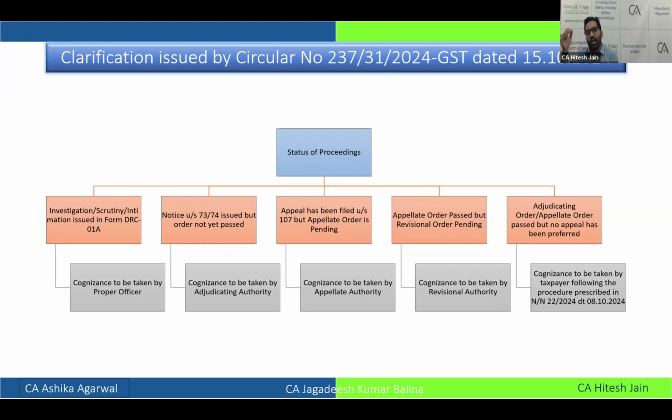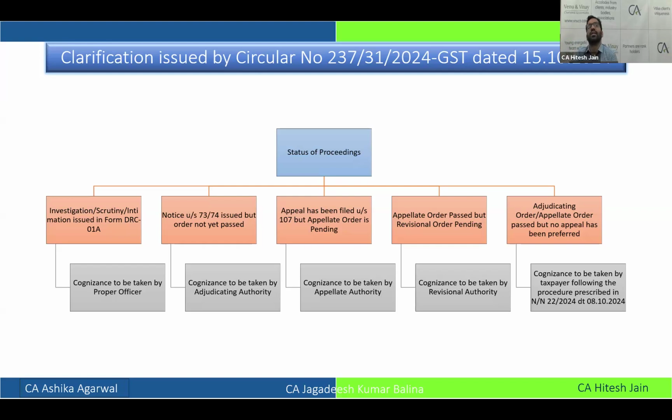Thirdly, in case your adjudication order has been passed against you, you have filed an appeal, but your appellate order is pending. In such cases, the cognizance shall be taken by the appellate authority. Fourthly, they come to a scenario whereby the appellate authority actually passed the order in your favor, but the department went in for an appeal, revision of such order. The revisional order is pending at the department's end. In such cases, cognizance of the matter will be taken by the revisional authority.